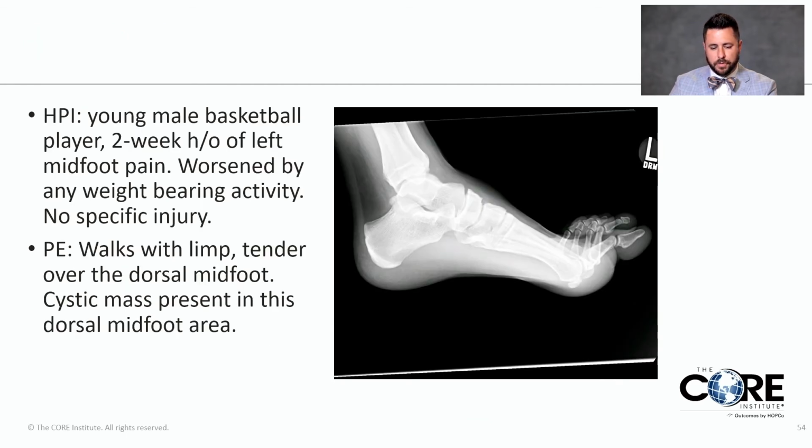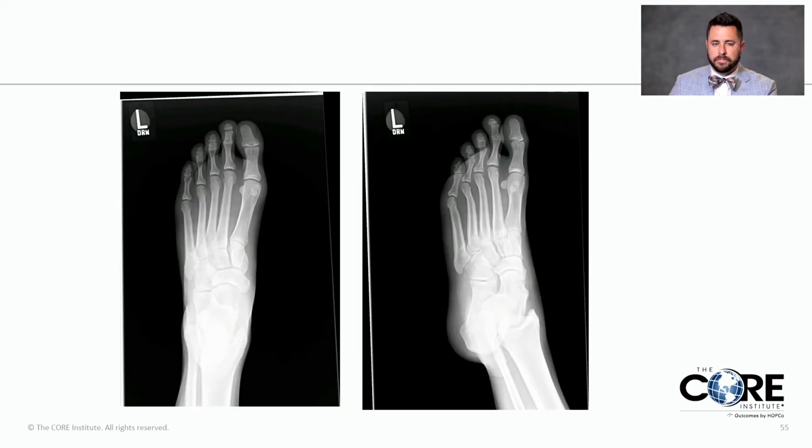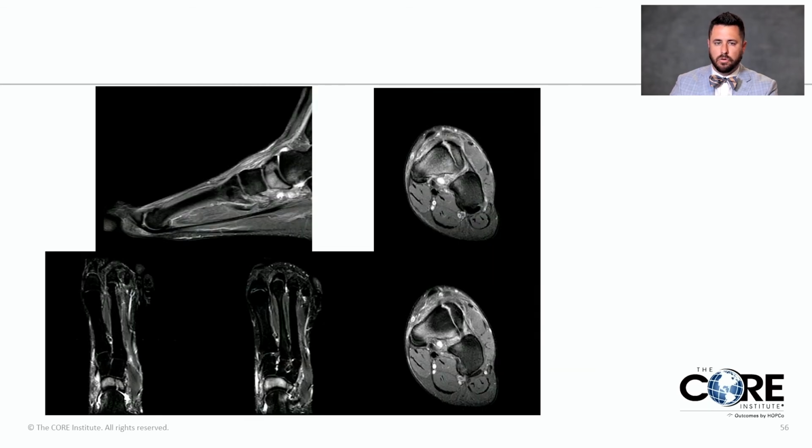So, for example, this is a patient of mine, a basketball player, with a 2-week history of left midfoot pain, worsened with weight-bearing activity. As soon as they get off the foot, they have no pain. They walk with a limp. It's very tender over the N-spot and there is a little bit of a cystic mass. If you get an x-ray, you're really not identifying any major injuries or bone cracks. There are no very obvious fractures. So what we do is we pull the trigger on advanced imaging.